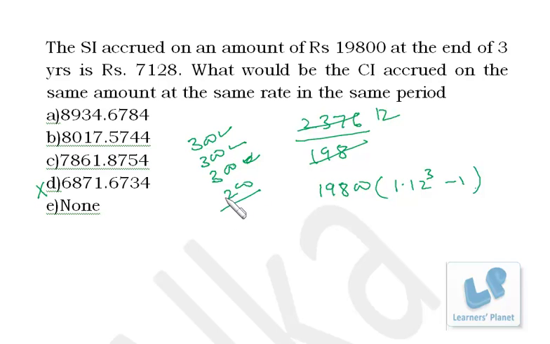So the entire calculation should not exceed 7128 plus around 1000. That means it should not exceed, in any case, 8200. Okay, so this option is eliminated. Now we have these two options. Okay, this is very close, I'm sure of this, but let's cross verify.